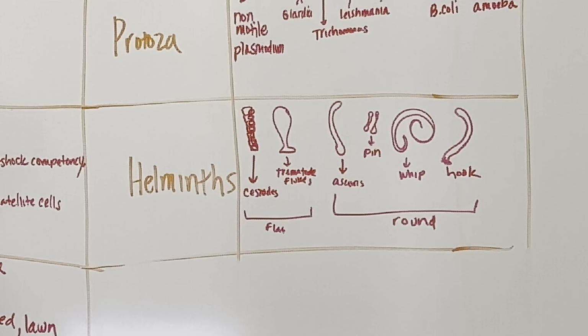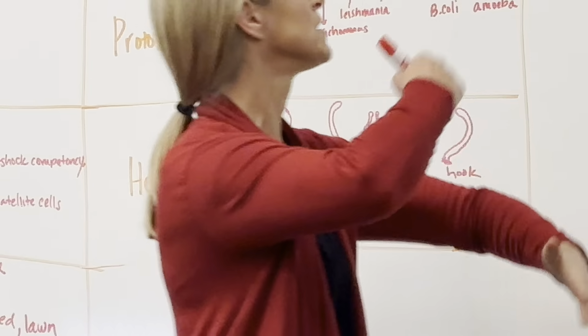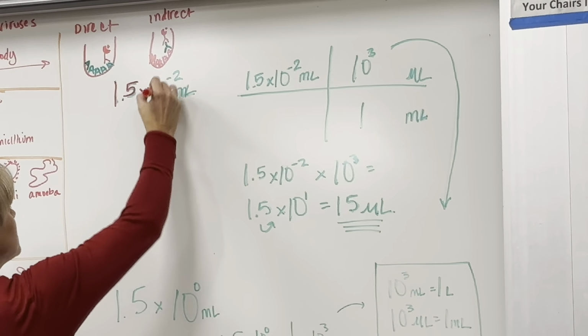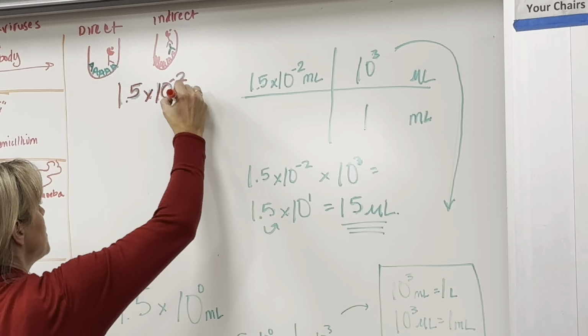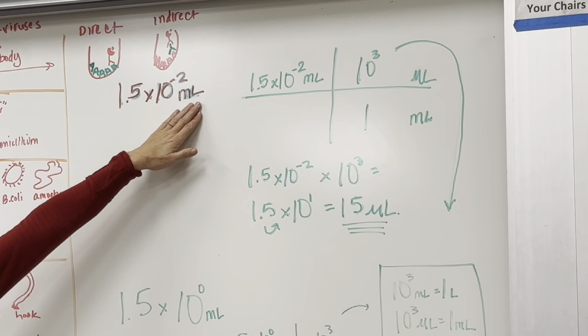Okay, I'm gonna go over one more thing. We're gonna do it together. Conversions. Let's do this together. 1.5 times 10 to the negative 2 milliliters. What pipette would you use? Micropipette. Well, micropipettes are microliters, so we have to change it from milliliters into microliters.